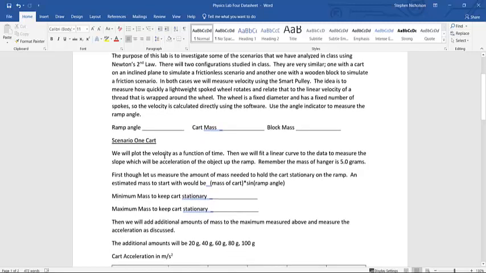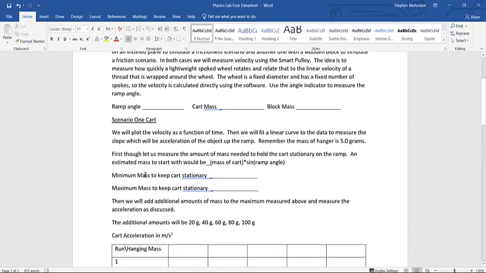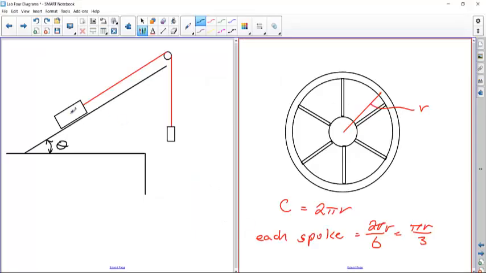So scenario 1, which is 2 scenarios, but we're going to do 2 conditions with scenario 1. First thing is we're going to see what is the minimum mass to keep the cart stationary. So let's go back here. So if this mass multiplied by the sine of the angle is equal to this mass, or the x component of the weight here is equal to the y component of the weight there, then they'll be balanced and nothing will happen. But there's a little bit of friction in the wheels and in the pulley.